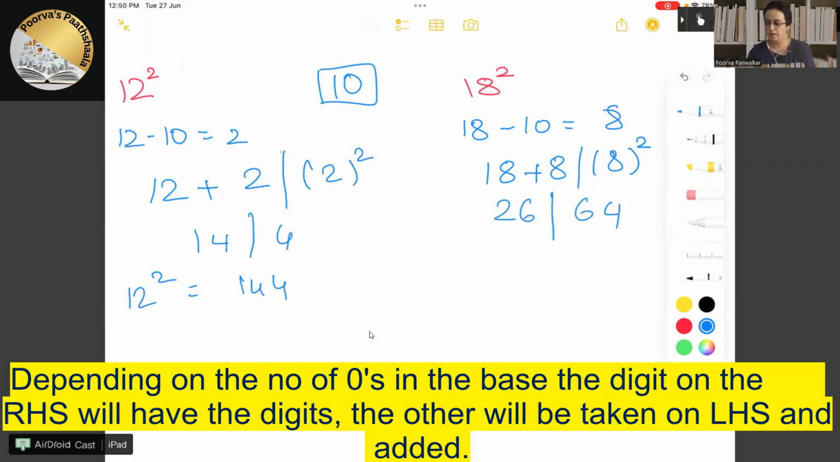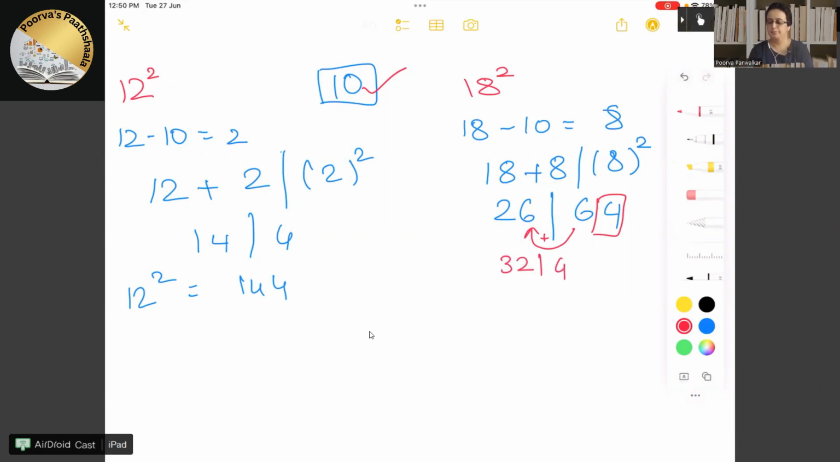But now my base number has only 1 zero, so I can have only 1 digit on my right hand side. So this 6 will be added to my next number on the left hand side. So 26 plus 6 becomes 32. So 32 and 4 become my 2 numbers. So my square of 18 comes out to be 324. Isn't it very simple? Wasn't that really, really quick?